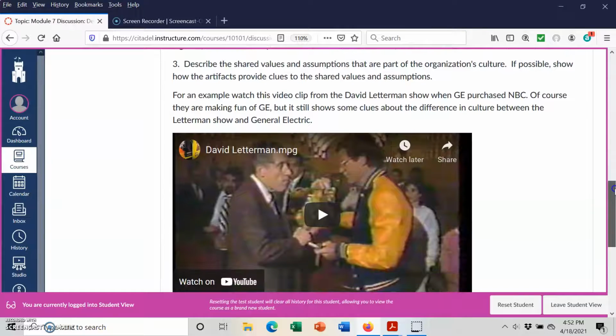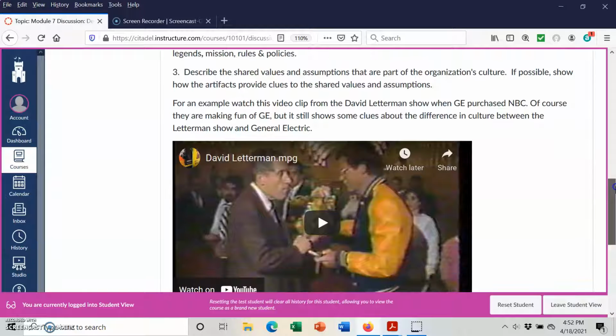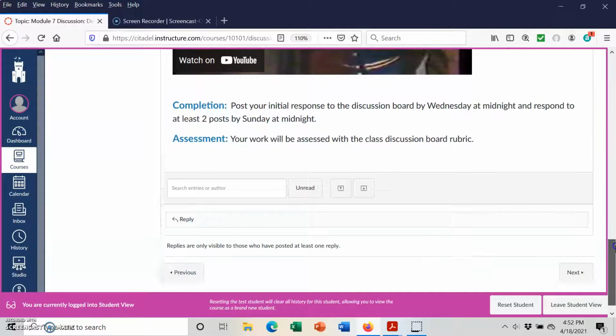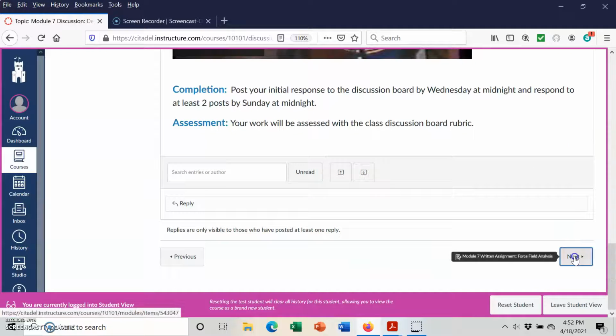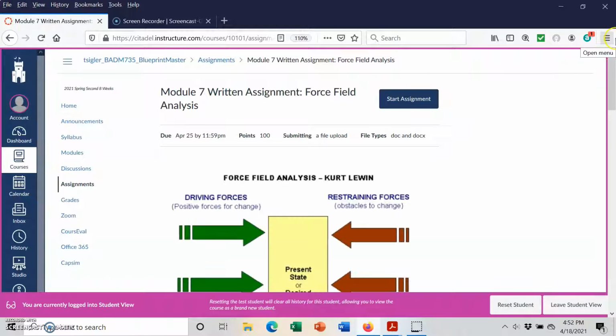An example here is an old David Letterman clip that talks about organizational culture differences when GE purchased NBC. Of course, it's an exaggeration, but it still points out some of the values and the physical artifacts.